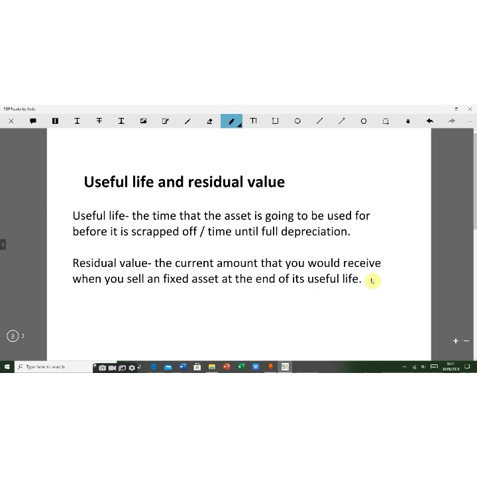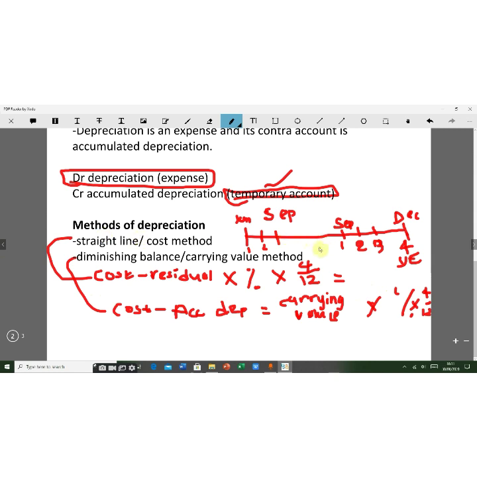So if you don't understand this, text me, chat with me, contact me. I'll explain this to you further. Now we have methods of depreciation.